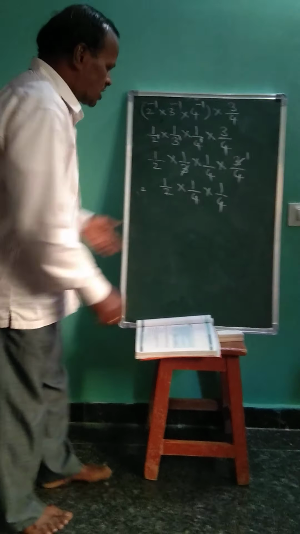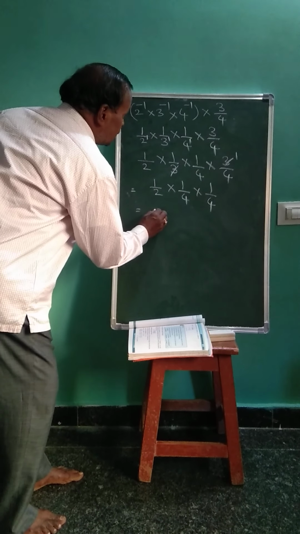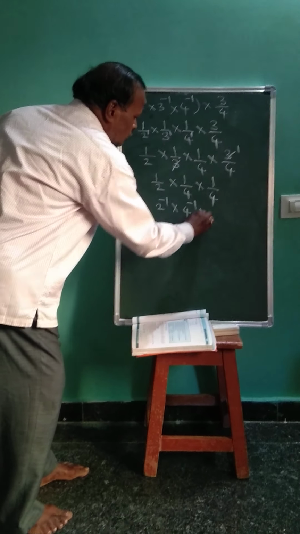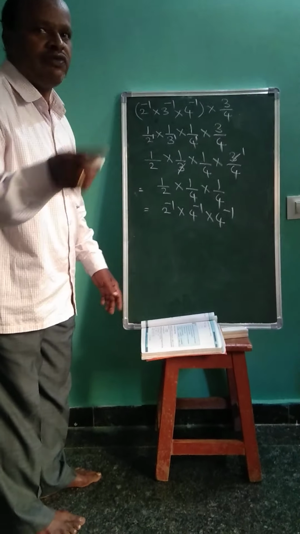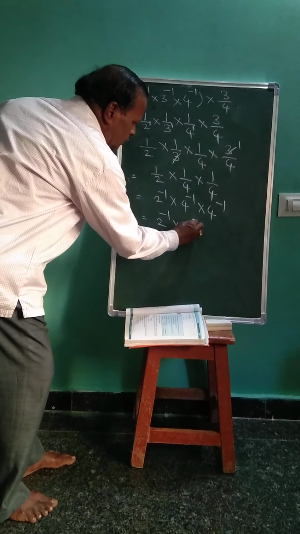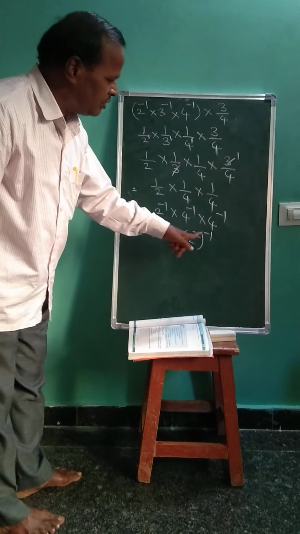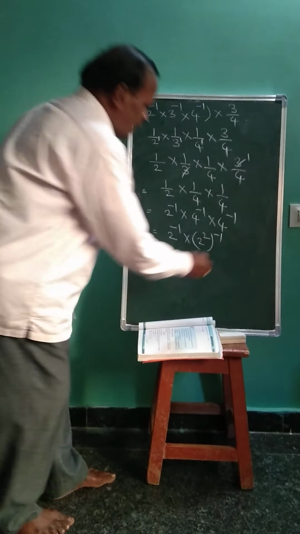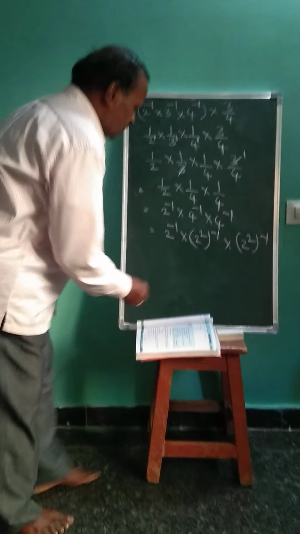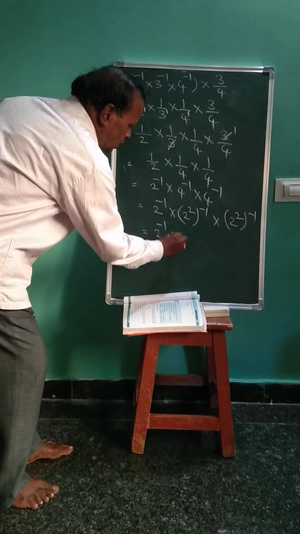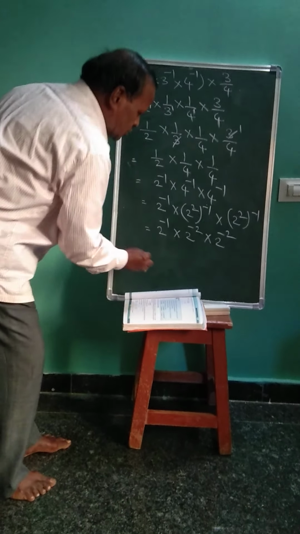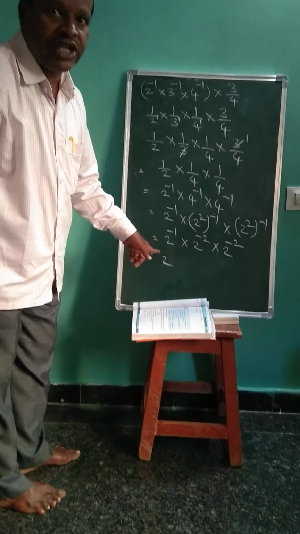I will show you. First one, again I am writing here 2 inverse into 4 inverse into 4 inverse, because I will show you 2 types. 2 inverse into 2 squared whole to the power of minus 1, again a to the power of m whole to the power of n. Here also 2 to the power of 2 whole to the power of minus 1. So here 2 to the power of minus 1 into 2 to the power of minus 2, and here also 2 to the power of minus 2.